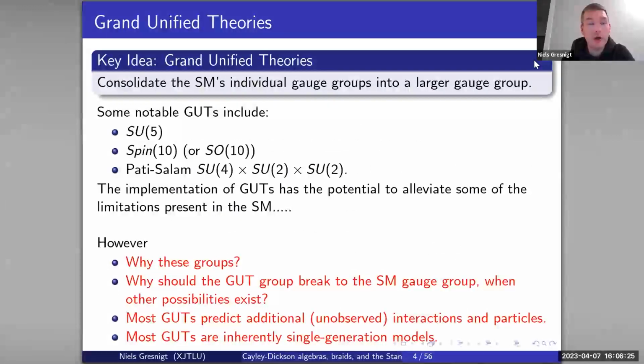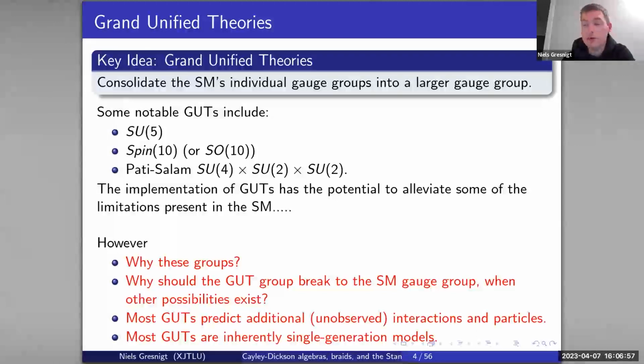And one common approach is grand unified theories, which is, well, let's take the different gauge groups and try to package them together in one larger group. So the smallest group that seems to be possible is SU(5). And some other examples are Spin(10) or the Pati-Salam model based on SU(4) times SU(2) times SU(2). And so this might answer some of the questions from the previous slide, but it also raises a lot of other questions.